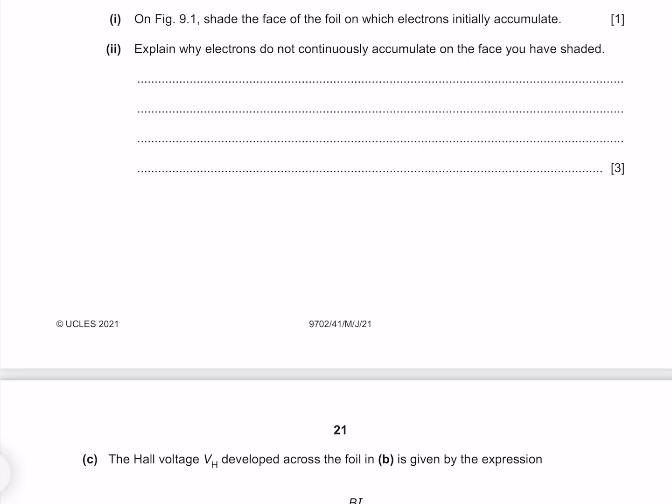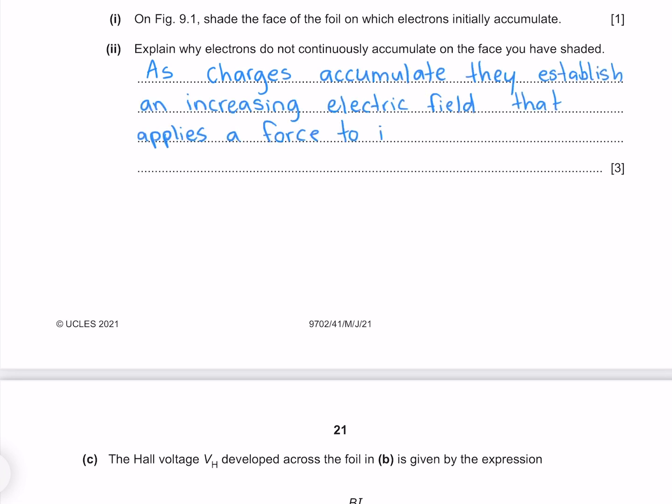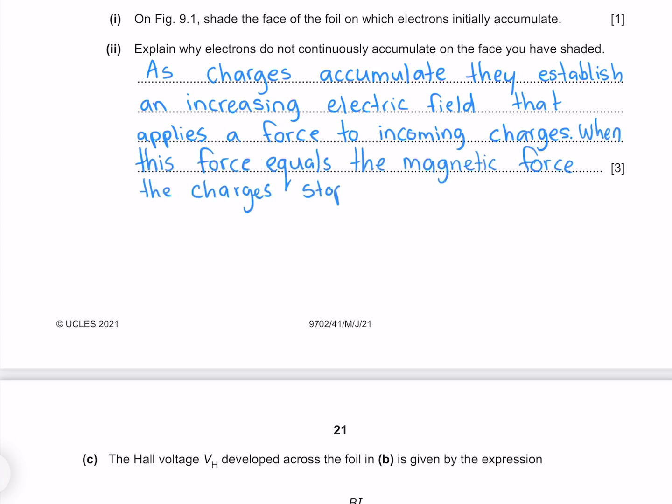Explain why electrons do not continuously accumulate on the face you have shaded. As charges accumulate, they establish an increasing electric field that applies a force to incoming charges. When this force equals the magnetic force, the charges stop accumulating.